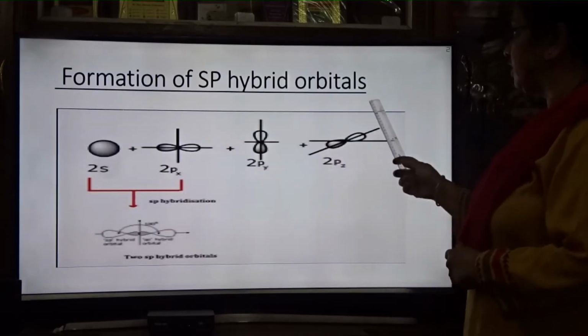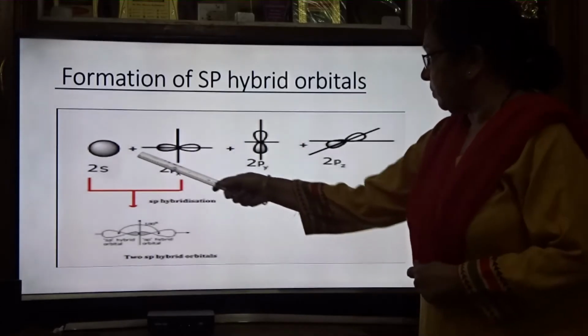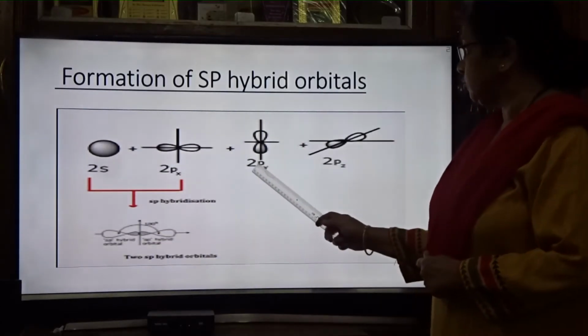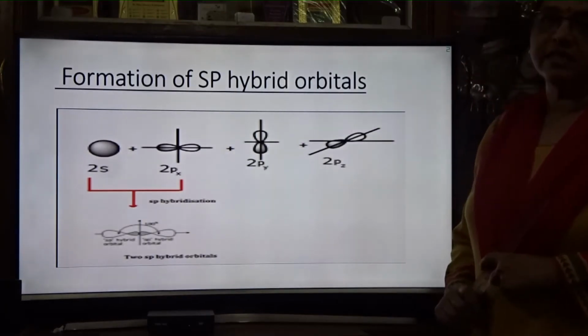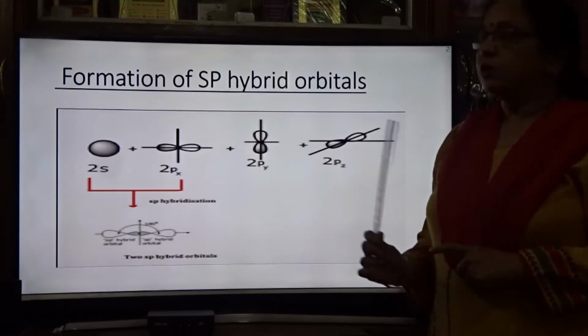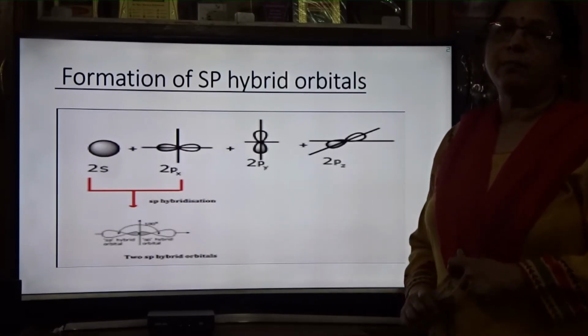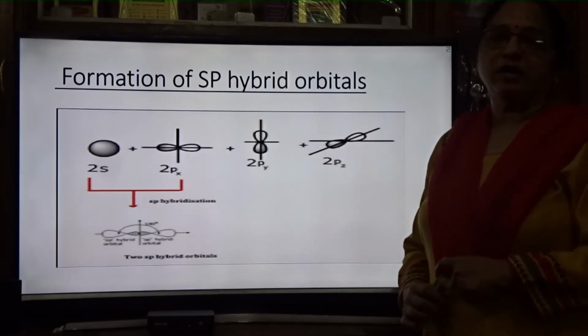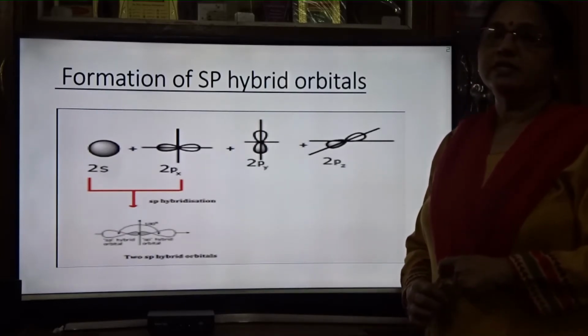Now the formation of sp hybrid orbitals: 2s and 2p orbitals hybridize to give 2 hybrid orbitals of equivalent energy. 2py and 2pz are unhybridized and not involved in hybridization. 2py and 2pz overlap to form pi bonds, and the overlapping of sp hybrid orbitals gives rise to the formation of sigma bonds.